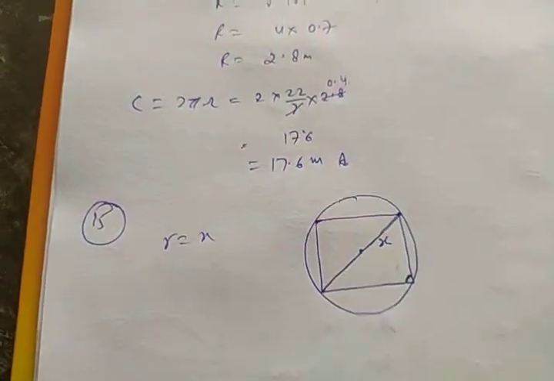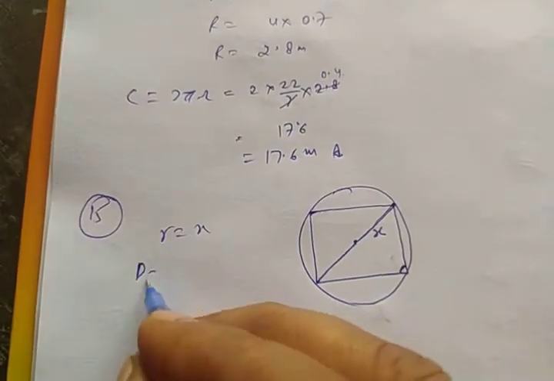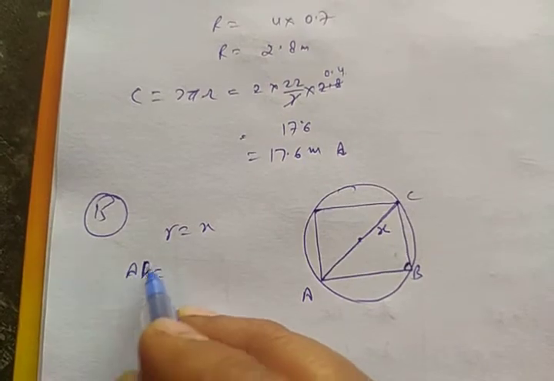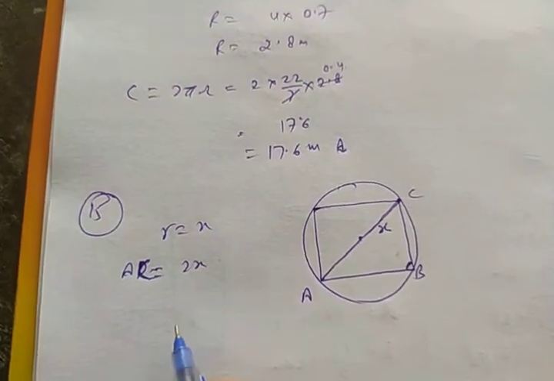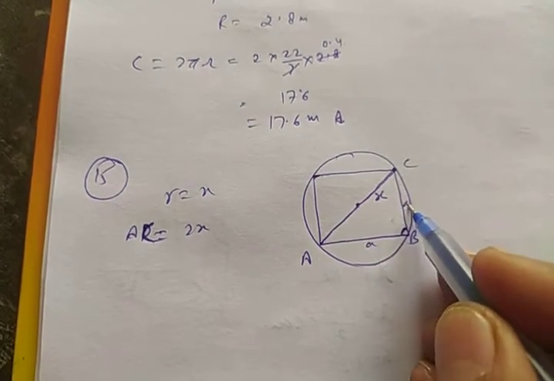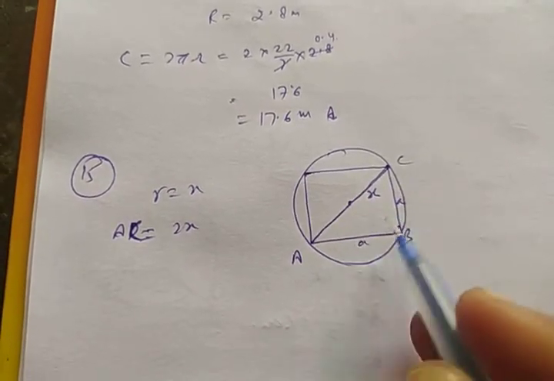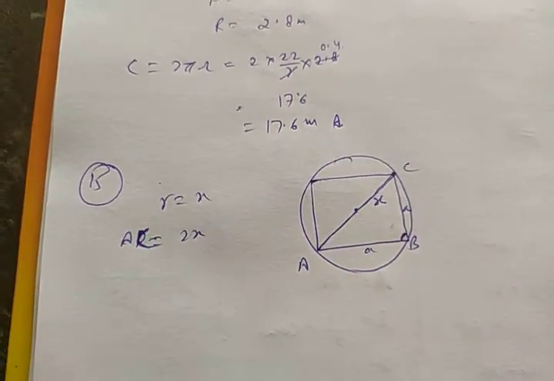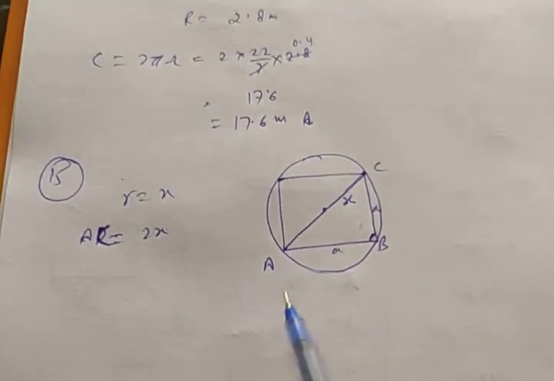And then the diameter is equal to, naming it you can say ABC, you should write AC is equal to 2x. Then let a be the side of the square. Whatever I am speaking or writing here, you will have to mention everything in the question like a language.